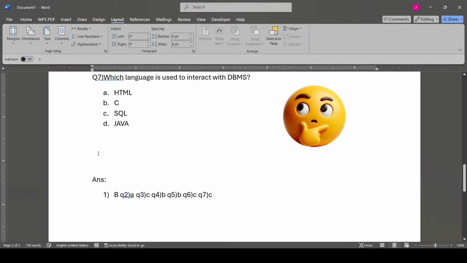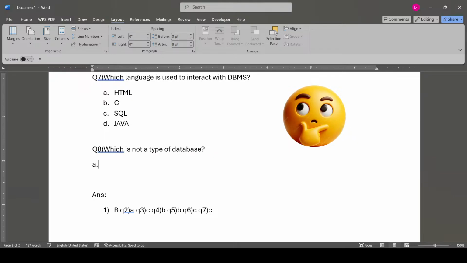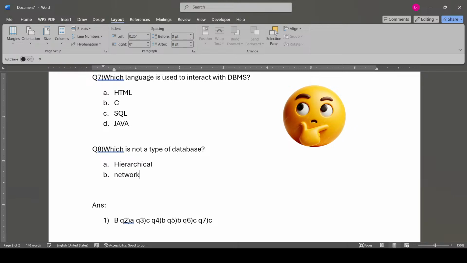Now moving ahead, going for the next question. Question number 8. Which is not a type of database? The options are: first is hierarchical. Next is network. Next is relational. Next is compiler.